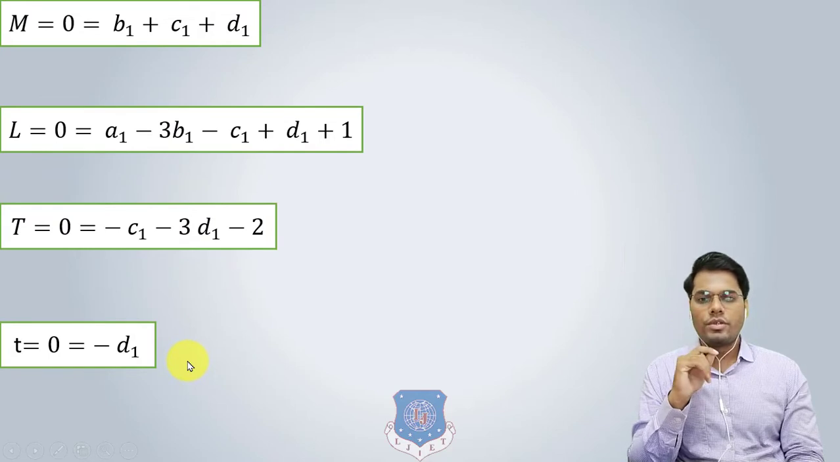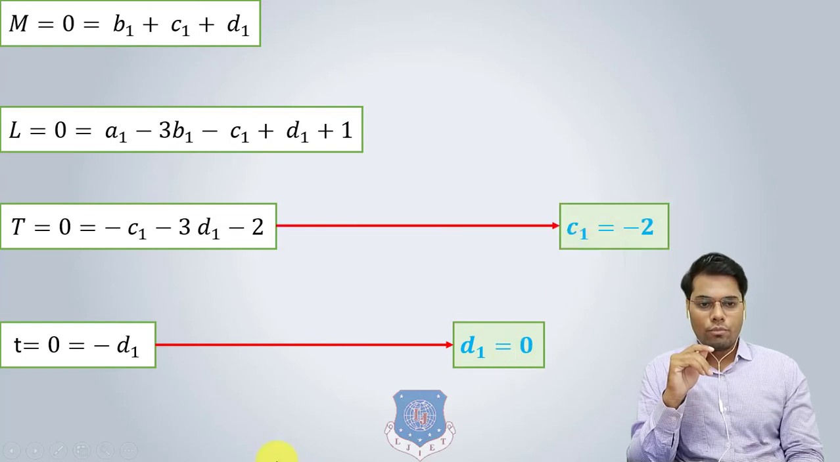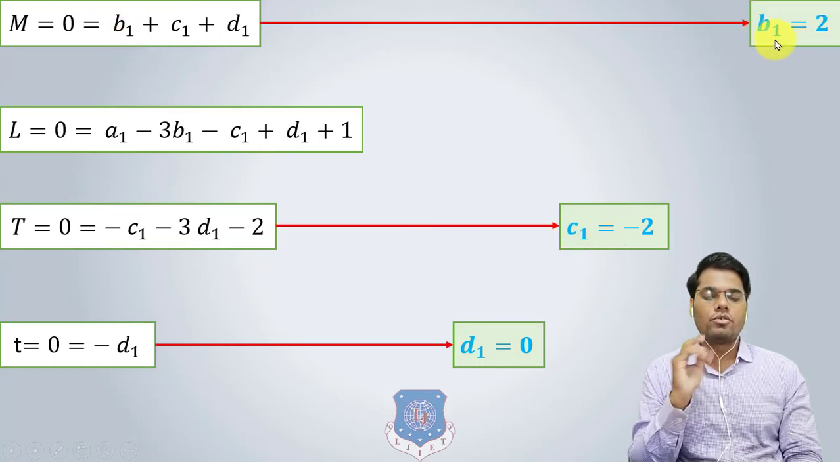Now we have 4 equations and also 4 unknowns. So from this equation we will get D1 is equal to 0. Putting D1 in this equation, we will get C1 is equal to minus 2. Putting C1 and D1 in our equation number 1, we will get B1 is equal to 2.